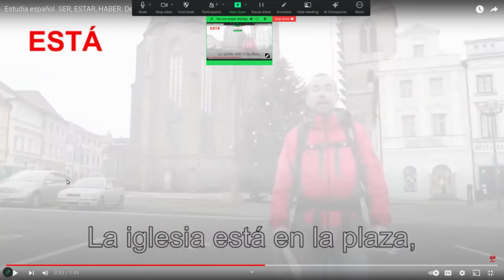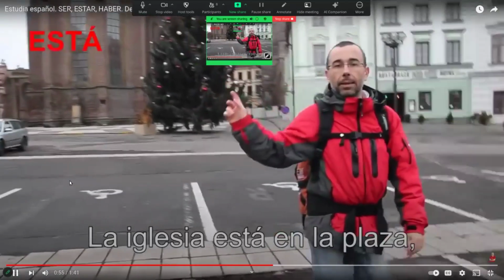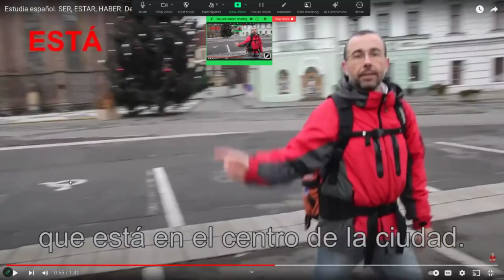Okay. Bien. Now we're going to look at está. Está also is, but in a different context. La iglesia está en la plaza. La iglesia, the church. La iglesia está en la plaza. It's in the plaza. It's in the square. Town square. Plaza is a town square.